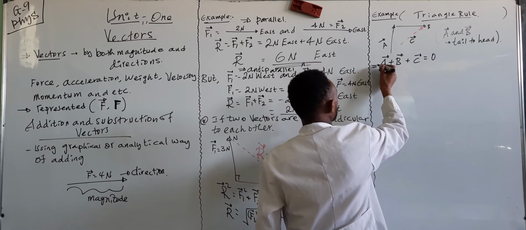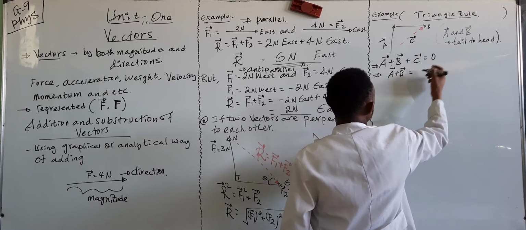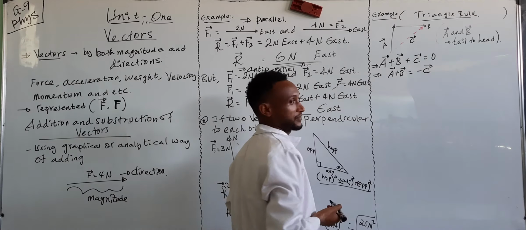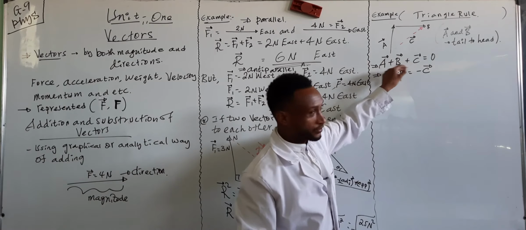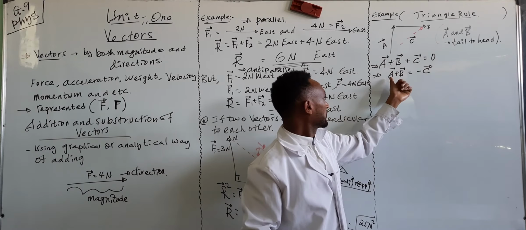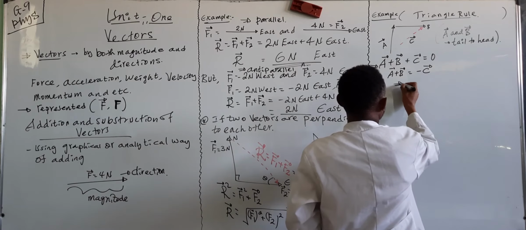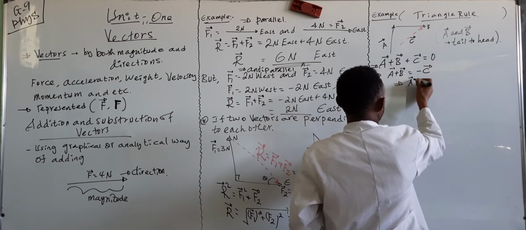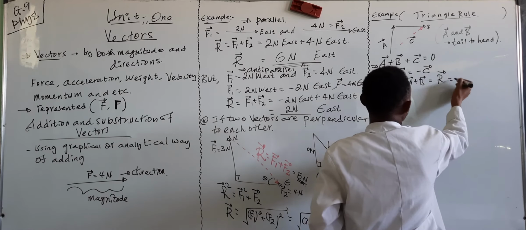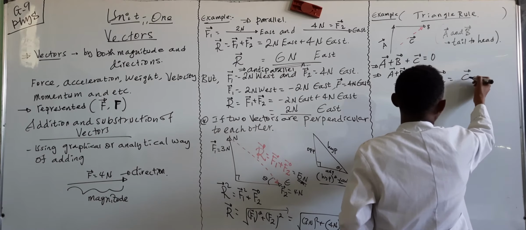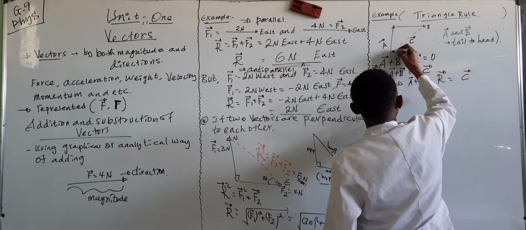This means that vector A plus vector B equals 0 minus C, which is minus vector C. So according to this triangle rule, from a closed loop the summation of all vectors is 0. Vector A plus vector B gives this vector C. This means that the resultant of vector A plus vector B is equal to vector C in the opposite direction. This negative shows the opposite direction. So we say that this is the direction of vector C.